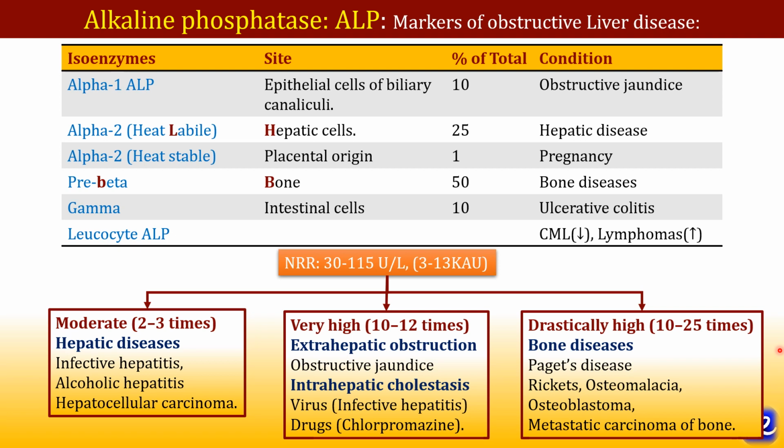So while you interpret any laboratory data or study any clinical case, it should always be kept in mind that in hepatic disease, that is hepatic jaundice, there will be an increase in ALT and AST, and ALP can also be increased, but the increase will be moderate. And in obstructive jaundice, the increase in alkaline phosphatase will be very high, that is 10 to 12 times that of the normal range.